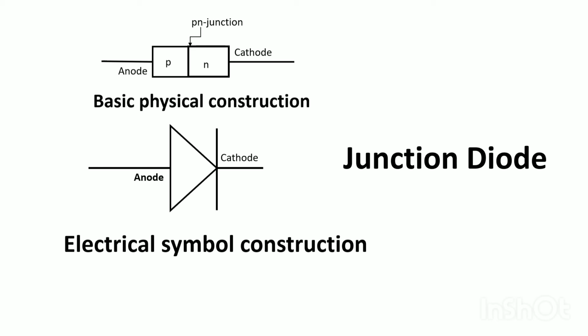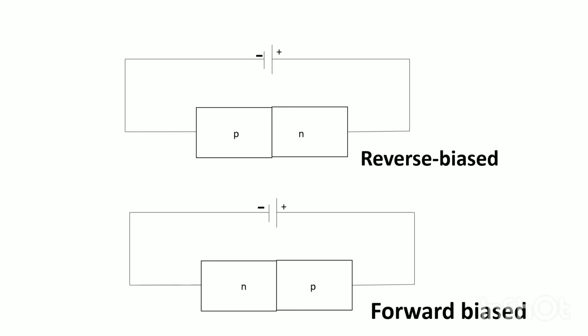Now you see the junction diode, and now you see reverse bias and forward bias. I will discuss reverse bias and forward bias of the PN junction. In reverse bias, the positive terminal of the voltage source is connected to the N-type semiconductor, and the negative terminal is connected to the P-type semiconductor.